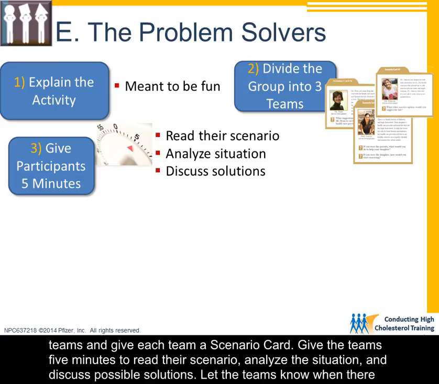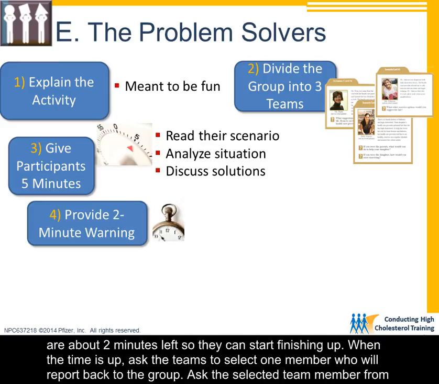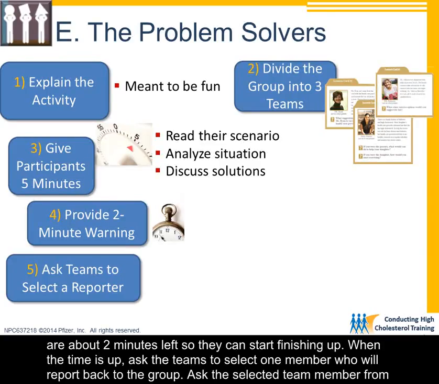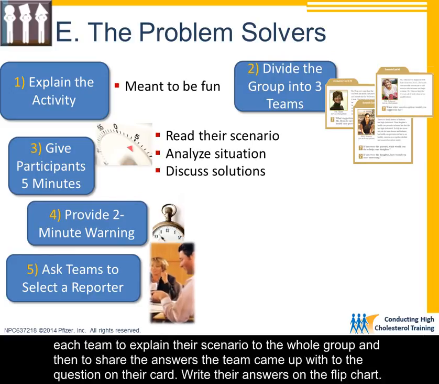Let the teams know when there are about 2 minutes left so they can start finishing up. When the time is up, ask the teams to select one member who will report back to the group. Ask the selected team member from each team to explain their scenario to the whole group, and then to share the answers the team came up with to the question on their card. Write their answers on the flip chart.